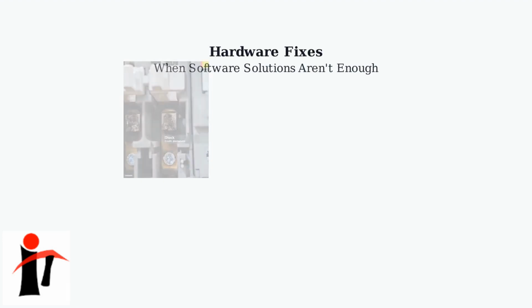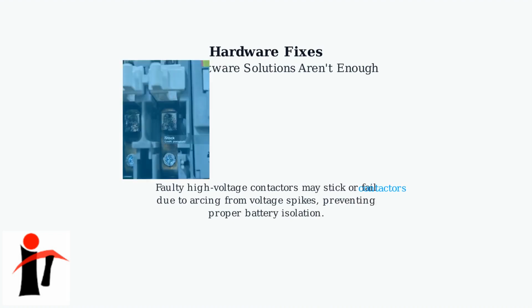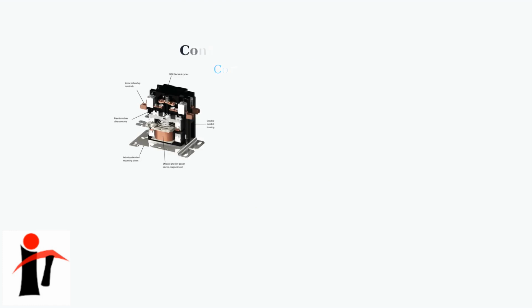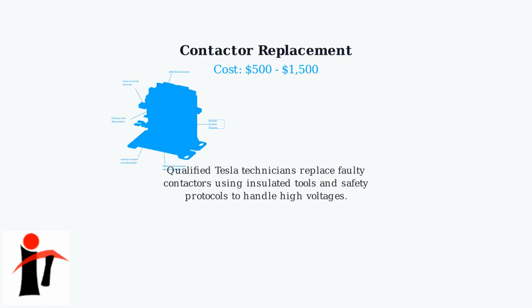When software solutions like firmware reflashes fail to resolve the BMS A035 error, the issue is likely hardware-related. Faulty high-voltage contactors may stick or fail due to arcing from voltage spikes, preventing proper battery isolation and triggering the fault code. In such cases, contactor replacement is often required. This repair typically costs between $500 and $1,500 and must be performed by qualified Tesla technicians who use insulated tools and follow safety protocols to handle the high voltages involved.